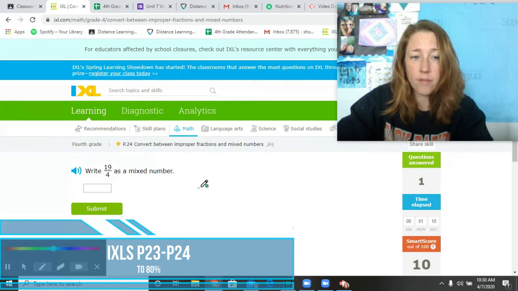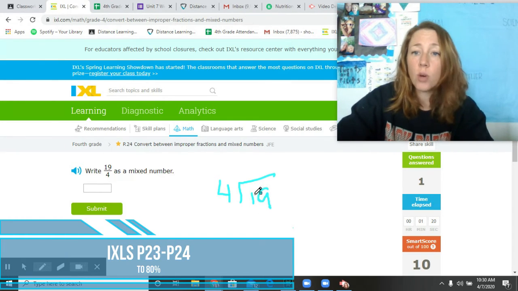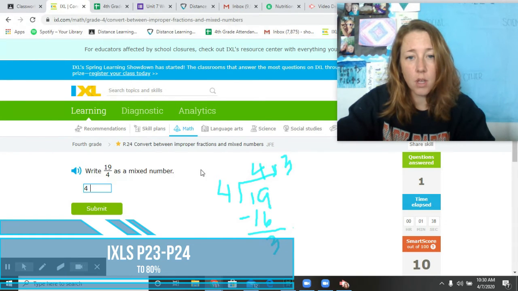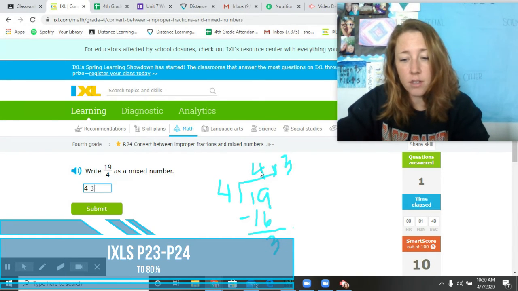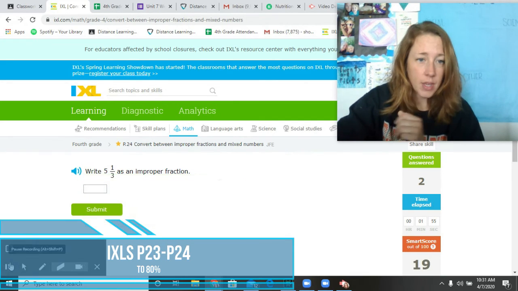Do one more though. I have 19/4. So I'm going to take 19 divided by 4. How many times does 4 go into 19 evenly? Count by 4s: 4, 8, 12, 16, 20. 20 is too big, so it's 4 times. 4 times 4 is 16. Subtract. I have 3 left over, nothing to bring down, so that's my remainder. When I type this in, my whole number is 4. My remainder is my numerator. My denominator stays the same. And there we go.